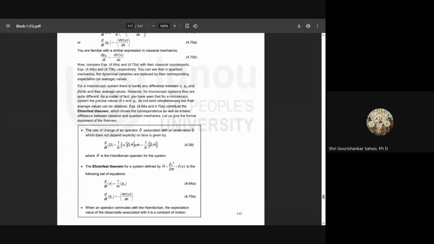For a macroscopic system, there is hardly any difference between x, px, and dV by dx and their average values. However, for a microscopic system, they are quite different. As a matter of fact, you have seen that for a microscopic system, the precise values of x and px do not exist simultaneously, but their average values can be obtained. So the equation is d px by dt is equal to minus dV by dx, where V is a function of x, and the time derivative of the average of px will be minus the average of dV(x) by dx.